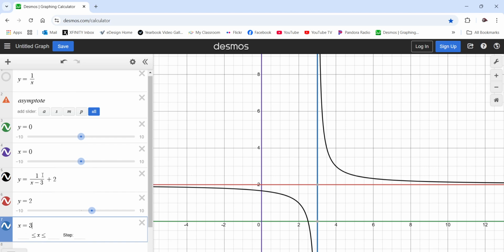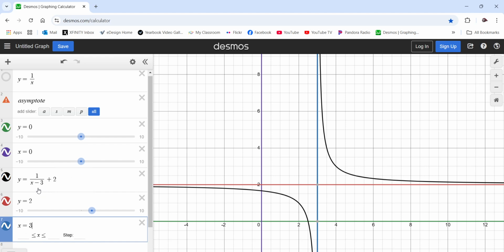So there's your horizontal asymptote. So here's your function right here. All right, so your horizontal asymptote is y equals 2. Everybody see that? All right. And then your vertical asymptote is x equals 3. And we've got to figure out how to do that.